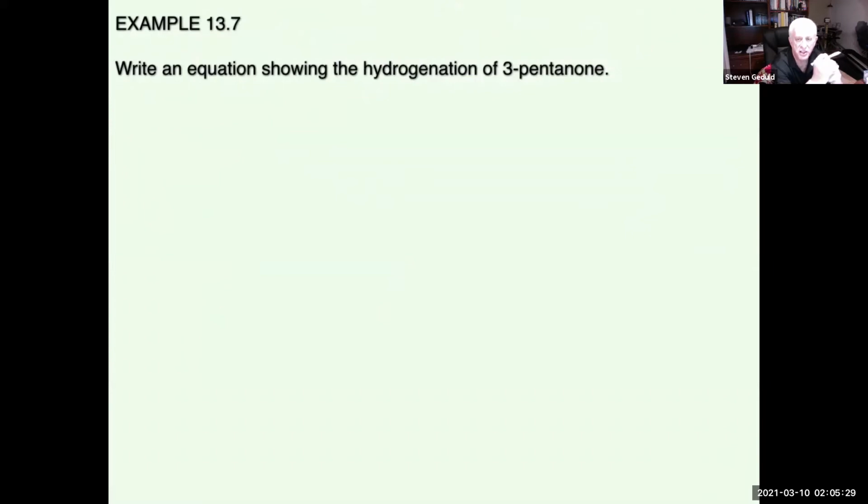So the hydrogenation of 3-pentanone. 3-pentanone: the "one" ending means a ketone. Pentane means 5 carbons, single bonds, and the carbonyl group is located at number 3. So let's put it up here. CH3, CH2, C. There's your carbonyl group. CH2, CH3. That's pentanone.